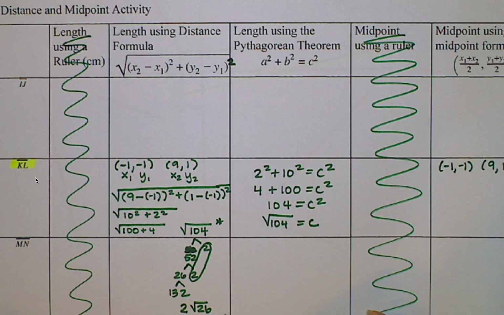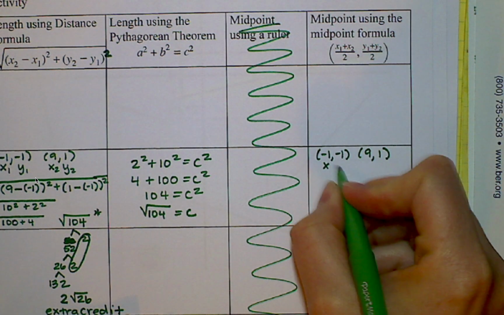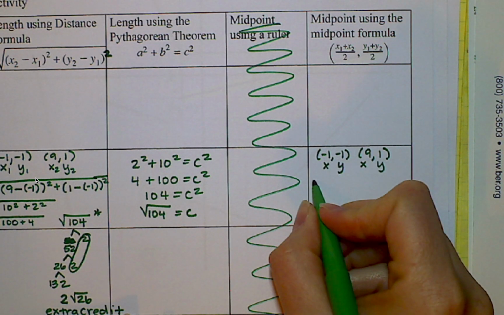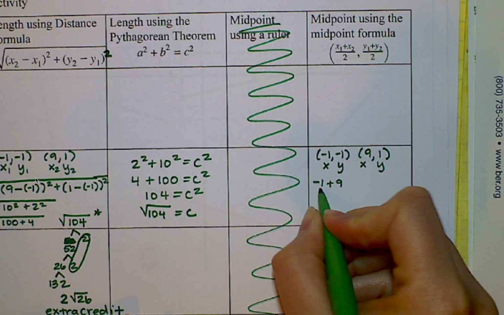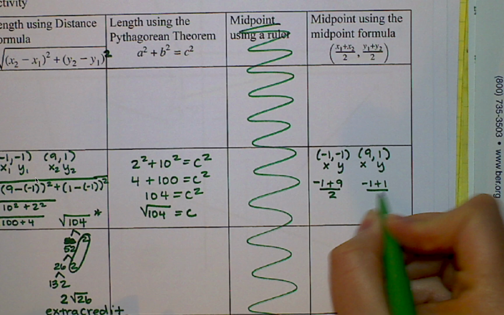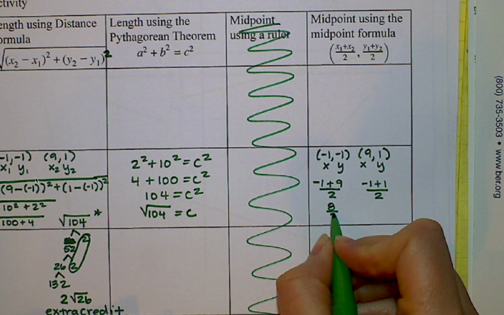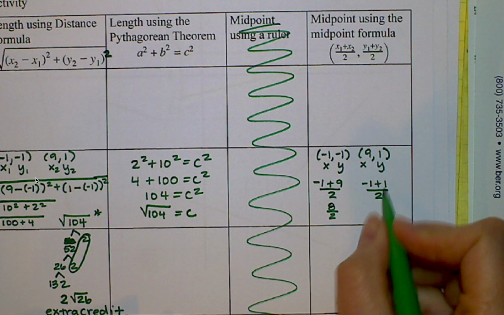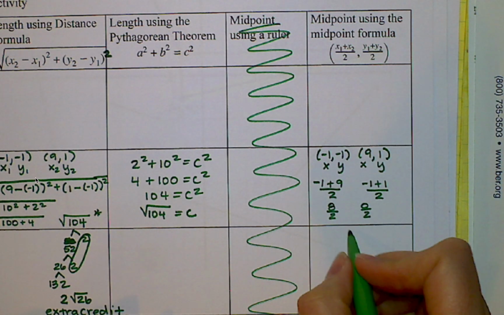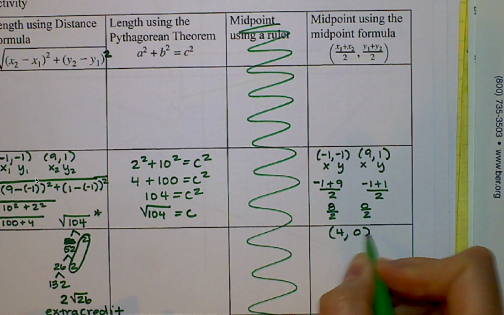Okay, and then the last thing that you're going to do is midpoint. So midpoint is the easiest one, I think. So you're basically just going to add your x's together, so -1 plus 9 and divide by 2. And same if you're going to add the y's, so -1 plus 1 and divide by 2. So -1 plus 9 gives me 8. And then -1 plus 1 gives me 0. And then 8 divided by 2 is 4. And 0 divided by 2 is 0. So my midpoint would be 4, 0.